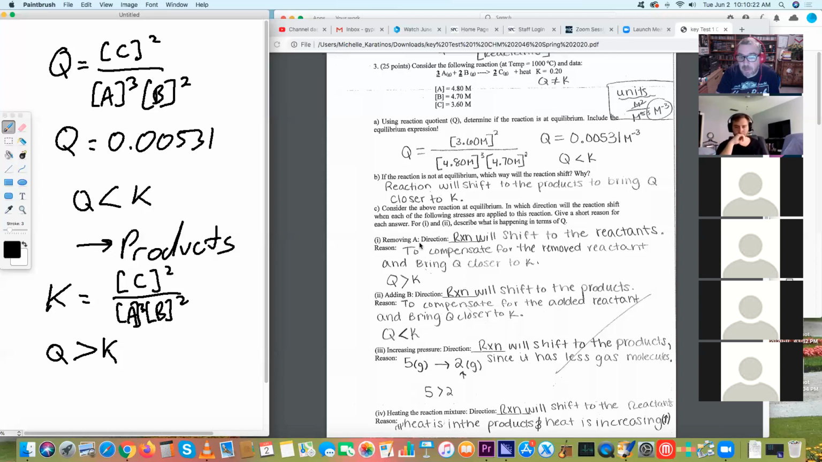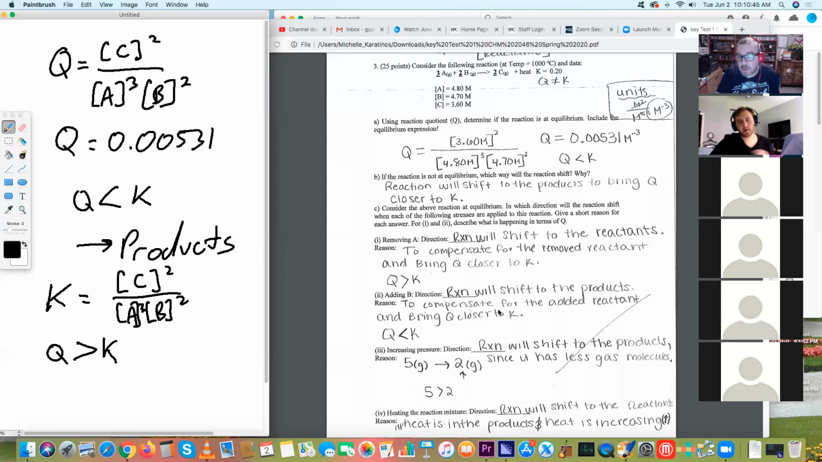So Adam, what I'm saying here is, if this said removing C, then Q would end up being smaller relative to K, which would mean the reaction would have to move towards the product side if we removed C. Yeah. Well, I mean, like, but I don't know.